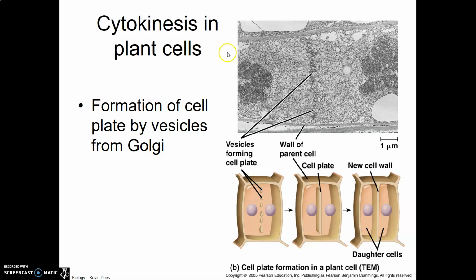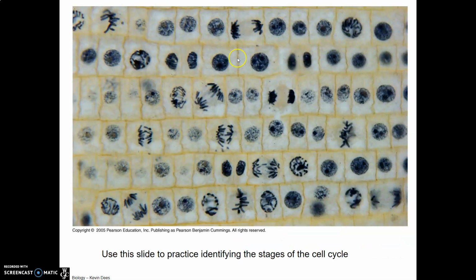Now, in this image, I want you to use this image to practice, right? You should be able to look at each of these plant cells and determine what phase of the cell cycle the cell is in. So use this to quiz yourself or quiz each other if you're working with a study partner. So I'll just go through some examples for you.